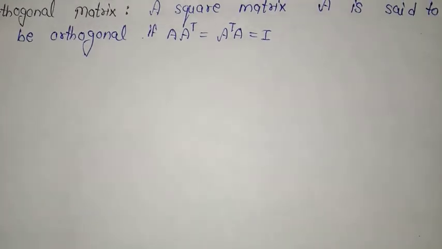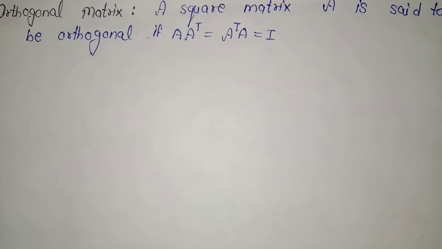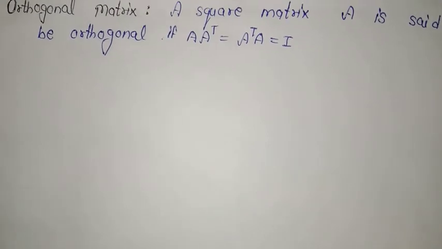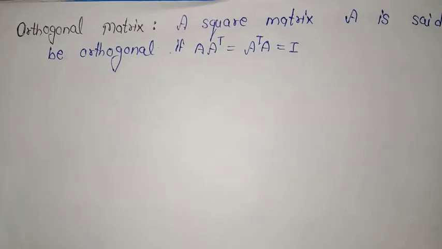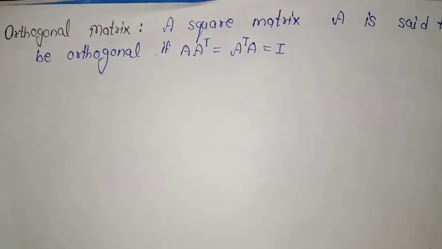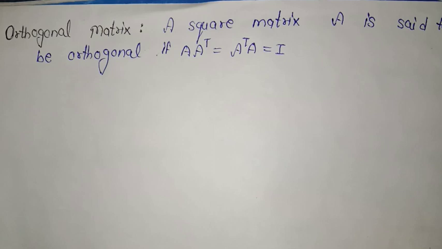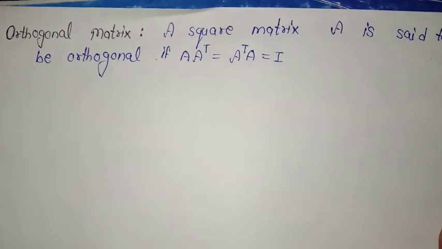In my last video, I discussed some properties of Hermitian and skew-Hermitian matrices. Today we will discuss the definition of an orthogonal matrix, some of its properties, involutory matrix, idempotent matrix, etc. So let's start with the definition of an orthogonal matrix.